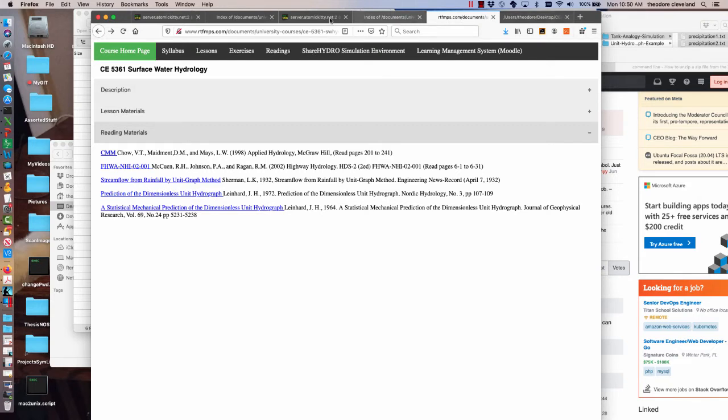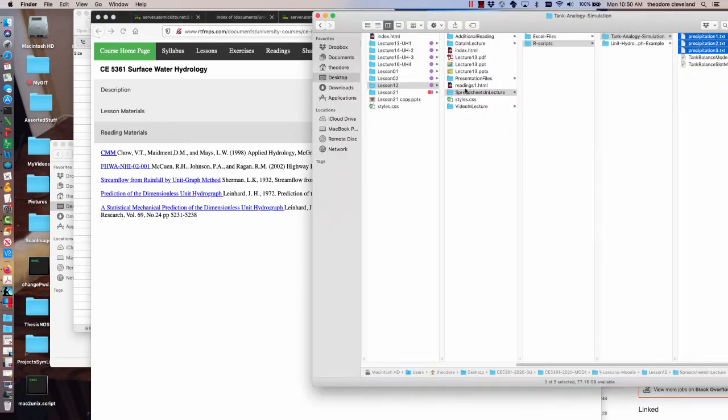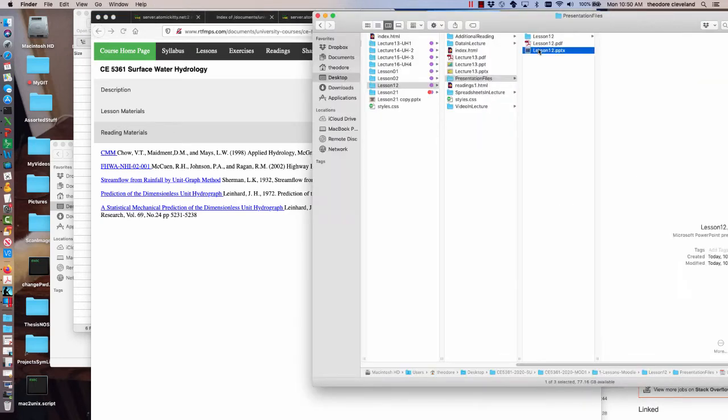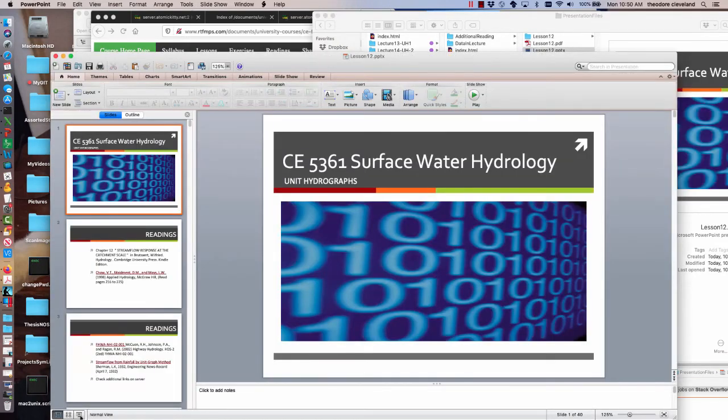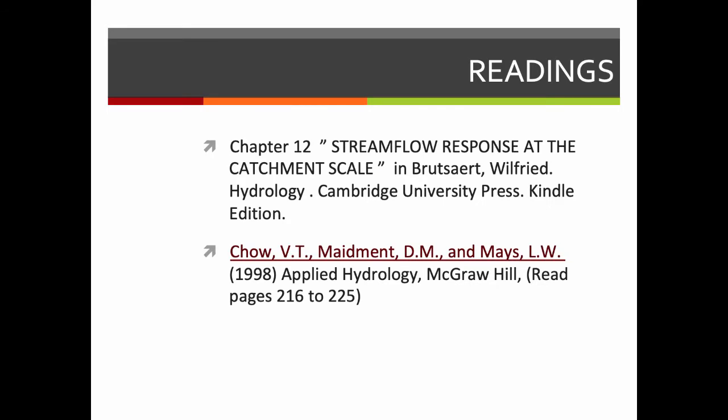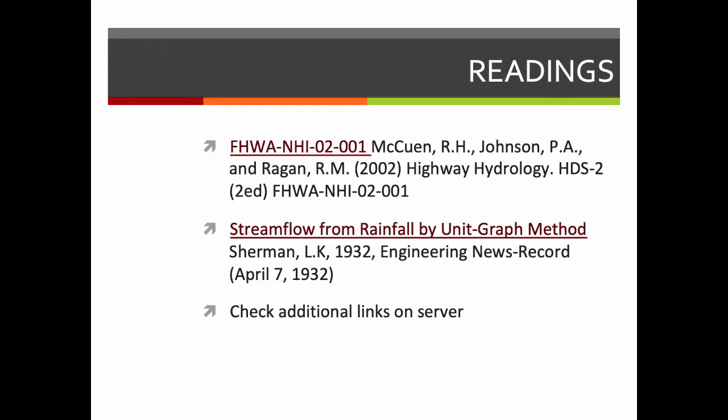So let's move on to the presentation, if I can find it. It's already downloaded. There we go. Unit hydrographs. The readings we've just gone through, and Chapter 12, Stream Flow Response at the Catchment Scale in Bruce Hart, Hydrology, Cambridge University Press, the Kindle edition, is the other main reading source. If you're unfamiliar with unit hydrograph theory at all, this would be a good place to start, and actually the top reading on this page.